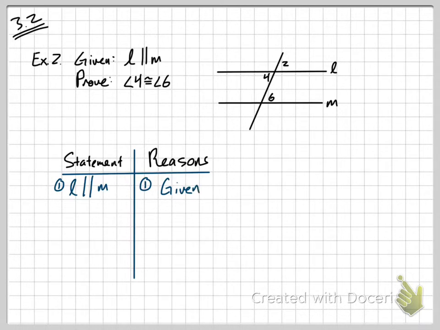And we know our last step is going to be that angle 4 is congruent to angle 6. So this is what we are trying to prove. We're trying to prove that this is our guilty. Now, we don't know the reason for our last step just yet. We'll have to come up with that as we go through our proof.